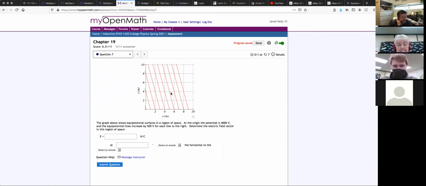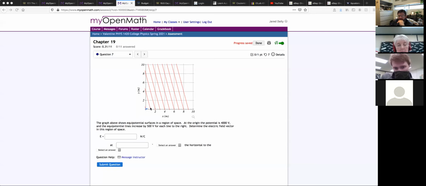Mostly because, first of all, you have to realize how this is related to electric field, and then you have to actually extract some information from this graph. From the things that we've learned about electric field so far, we know that electric field always runs perpendicular to the potential, and electric field will point in the direction of increasing potential.